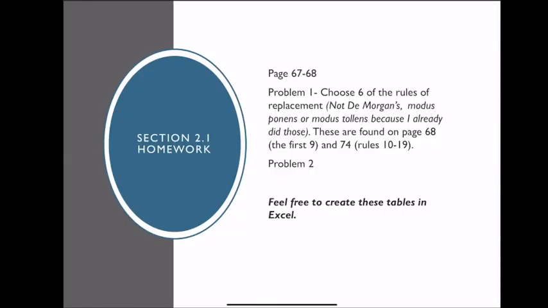So here's the homework. What I'd like you to do is choose 6 of the rules of replacement. That's problem 1 in this homework assignment, but not De Morgan's, modus ponens or modus tollens, because I already did those. These rules are found on pages 68 and 74, and I'd like you to use them to complete problem 2 as well.